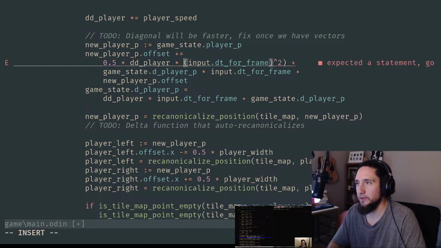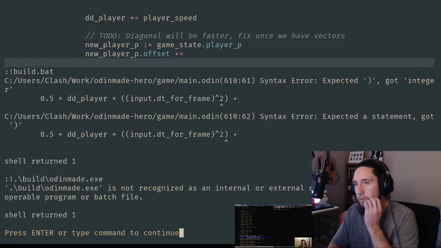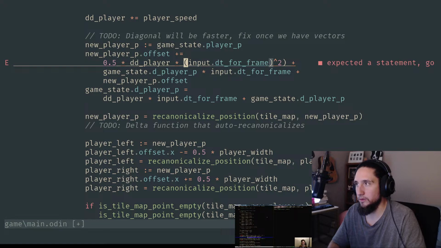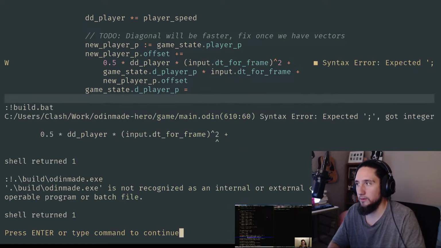Or are you saying that's the way it should be, even if that's not the way it is? Because right now it's telling me expected a paren and got an integer. Is it because, wait, what did it expect? It is expected a comma here.